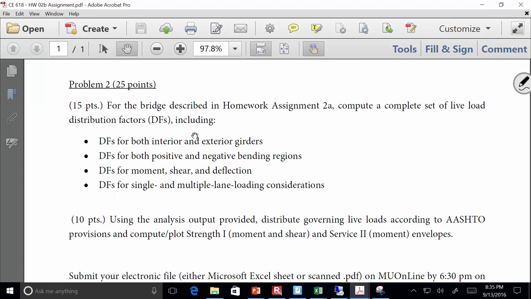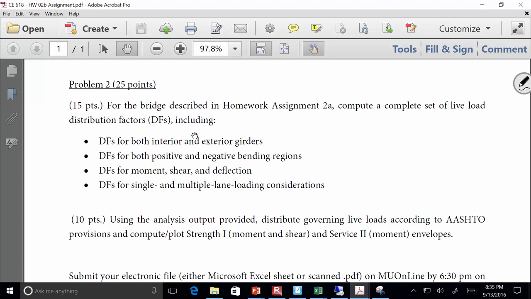Okay, problem 2, this is the big one. For that bridge that was in the last assignment in 2A, I want you to compute a complete set of live load distribution factors, basically everything that we did today, and there's going to be more. There's going to be special analysis and some deflection stuff, although we're not going to worry about the deflections right now. That'll be part 1.